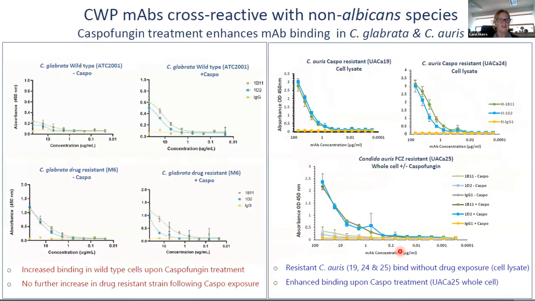We've now gone on and looked at the binding of these antibodies to Candida glabrata as well as Candida auris. We can see some cross-reactivity, some binding to Candida glabrata, especially when we treat it with caspofungin, and this is a sensitive wild-type reference strain. In drug-resistant Candida glabrata, we can see binding even in the absence of drug treatment. With our Candida auris, we could see binding to these caspofungin-resistant isolates, again, without prior exposure to caspofungin. And here's a fluconazole-resistant Candida auris isolate, where again, we could see enhanced binding when we treated that with caspofungin. So our antibodies are cross-reactive to other important, drug-resistant pathogens.